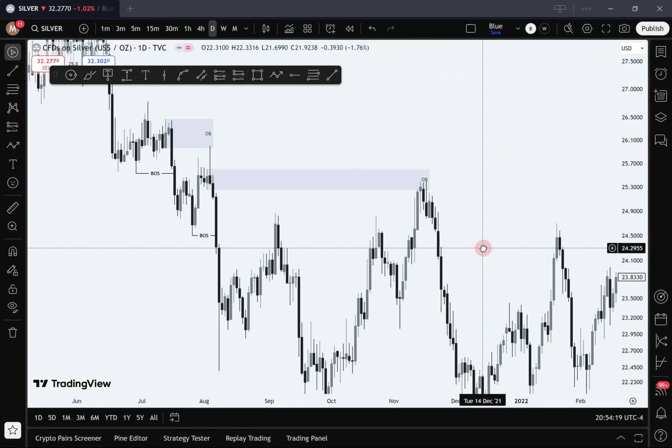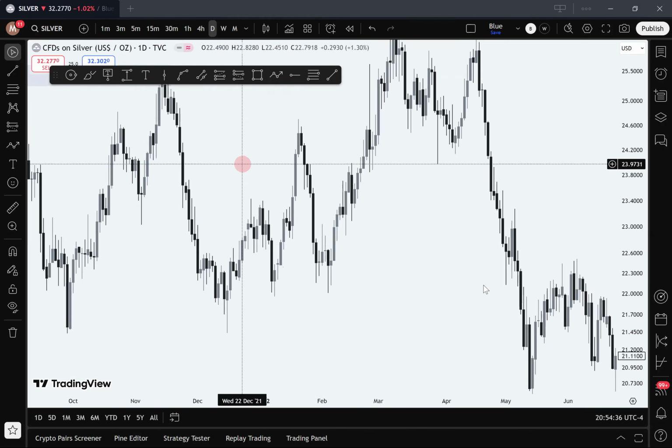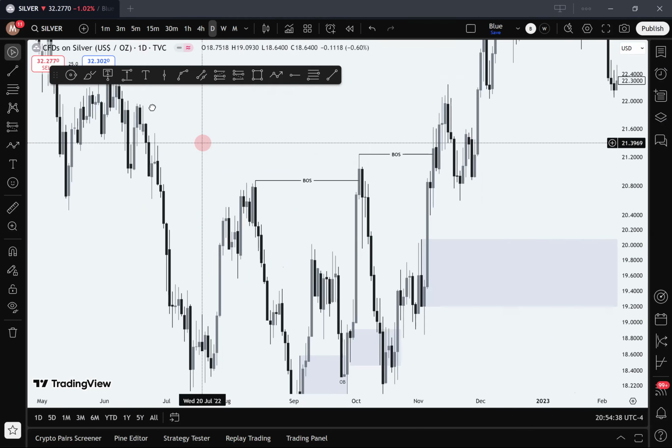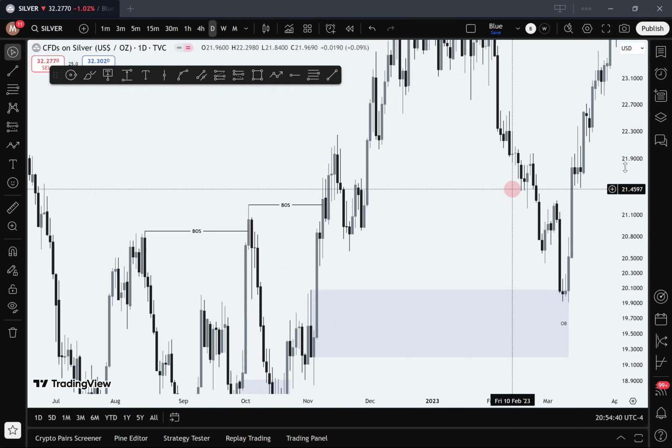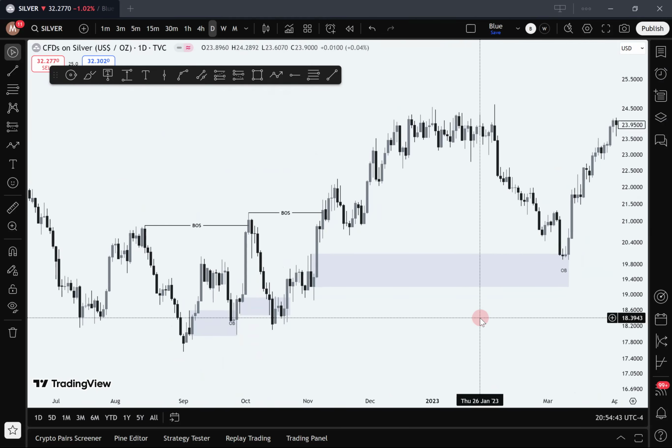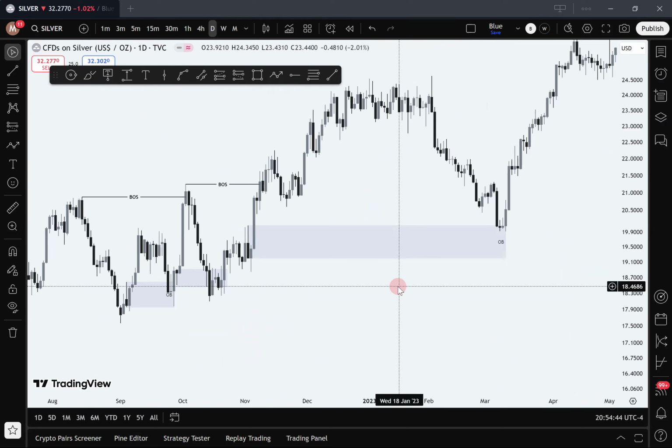Okay. So this is the idea of order blocks. The last bearish or bullish candle before a bearish or bullish displacement that broke structure. That is an order block. Just have the idea of order blocks in your mind. We are going to talk about entry models. And when we get to the entry models, how you're going to enter the market, we will put everything together.